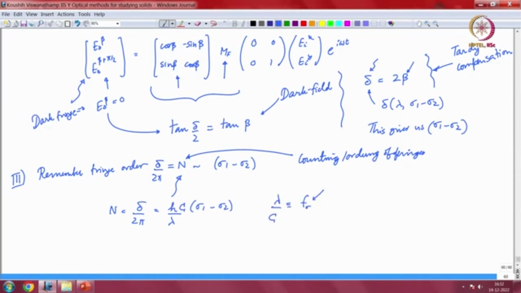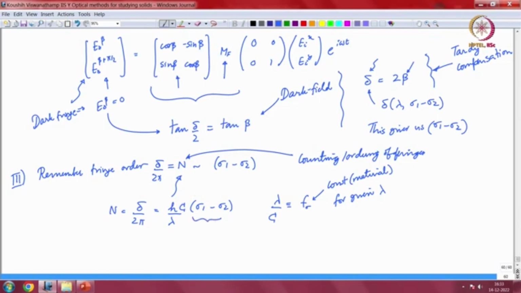This is a material constant, of course, for monochromatic light, for a given lambda, because this c is a material constant, right. So, even if you knew n somehow, you still do not know sigma 1 minus sigma 2. Even if you knew h, if you knew how thick the sample was, you still do not know sigma 1 minus sigma 2 because you do not know c. So, you have to determine c, right.